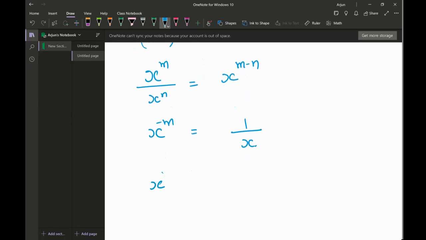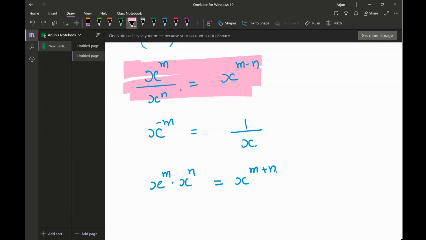And then if I write x raised to power m times x raised to the power n, the answer of this one will be x raised to the power m plus n. So I should write these two together. If this is a division, then it is a subtraction. So x raised to power m divided by x raised to power n, you will subtract m minus n. If they are in multiplication, they will add up.